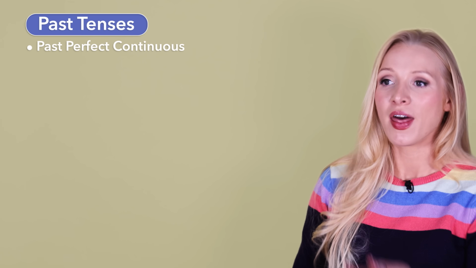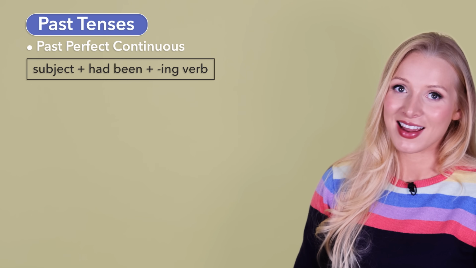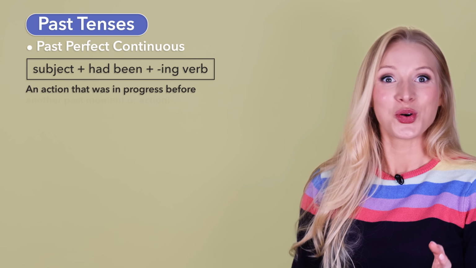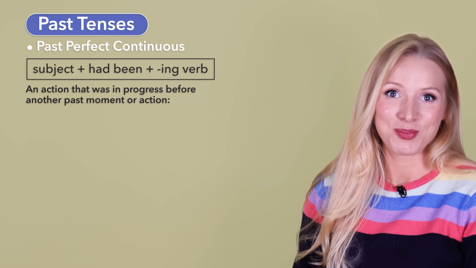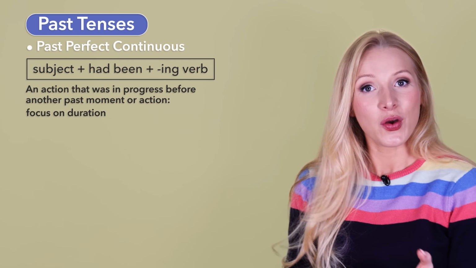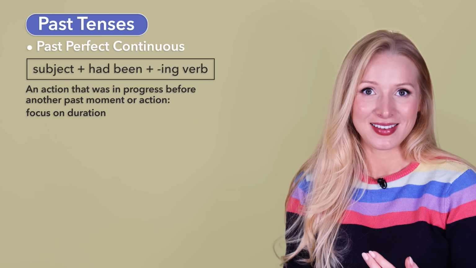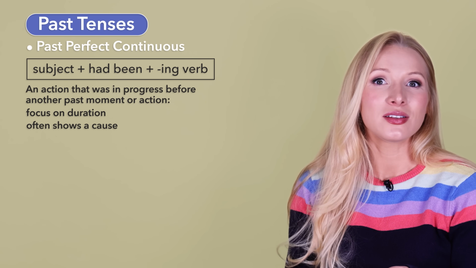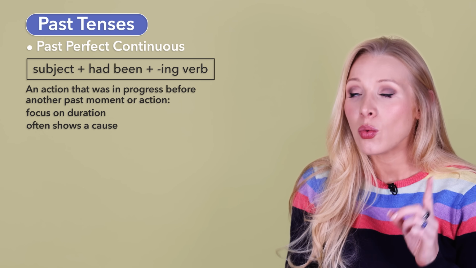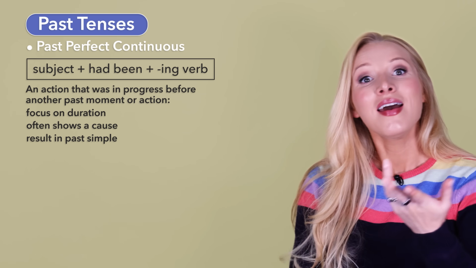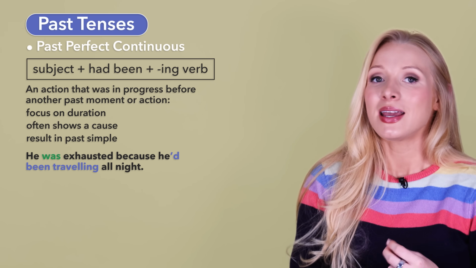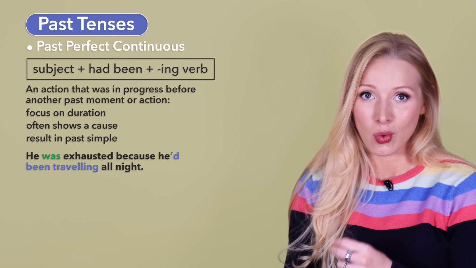And our final past tense, the past perfect continuous, which is formed with had been plus ing verb. We use this tense to talk about an action that was in progress before another past moment or action. The focus is on the duration of the action, and often this tense shows a cause with the result in the past simple. For example, he was exhausted because he'd been traveling all night.